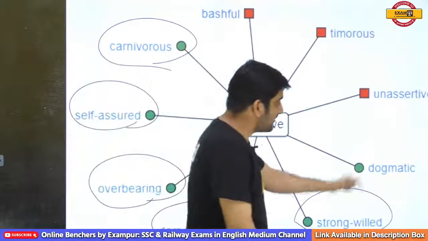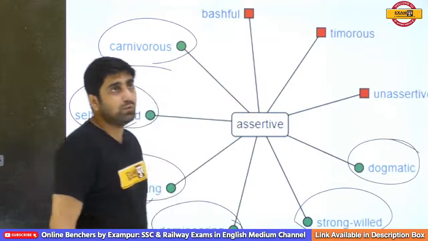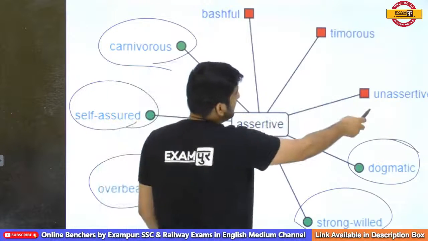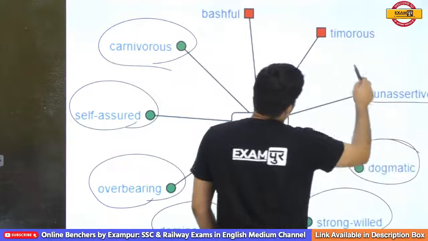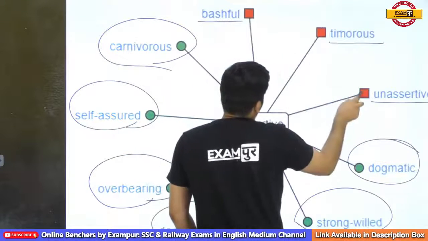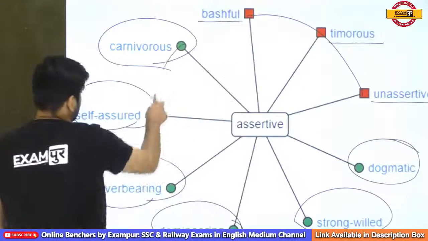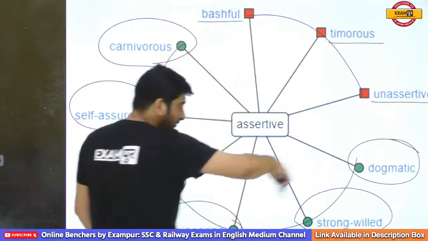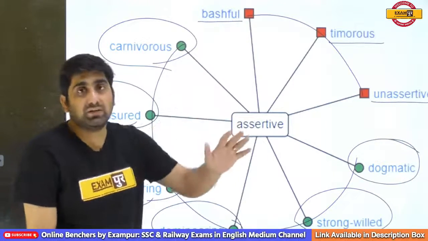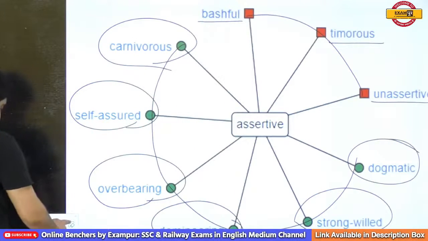And the very last but very important word is dogmatic. Dogmatic means one who is authoritative. The antonyms for the same will be unassertive, timorous and bashful, and these three are antonyms. In red buttons, green buttons are synonyms. Guys, I believe that this word tree is now clear. Word tree is a proven method for vocabulary. That is why I always give you the word trees.